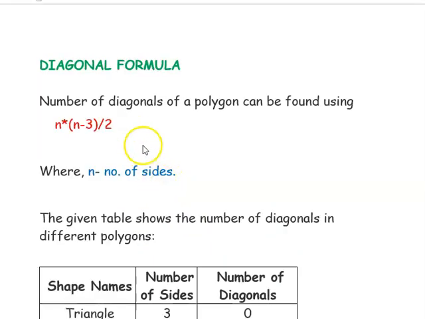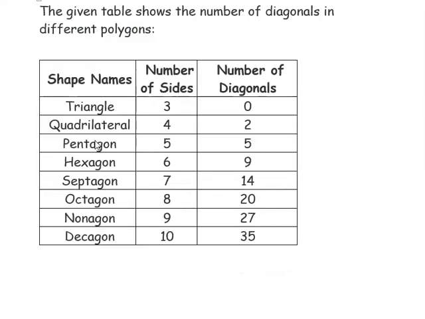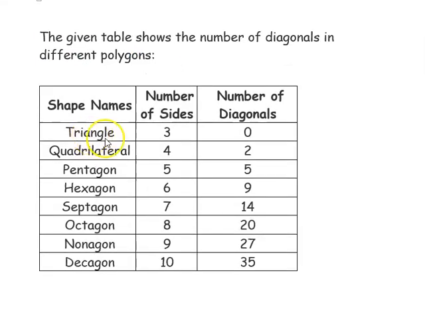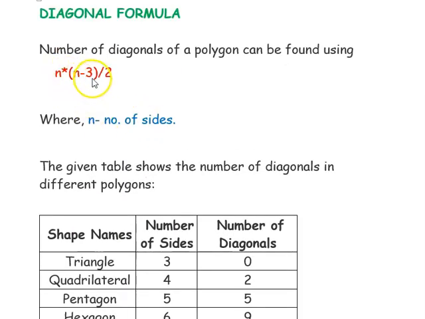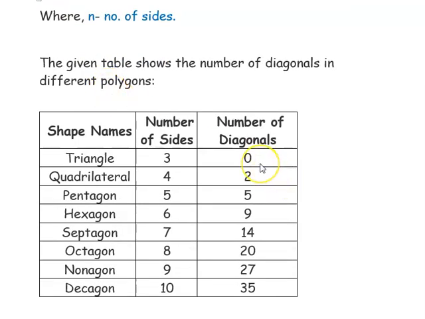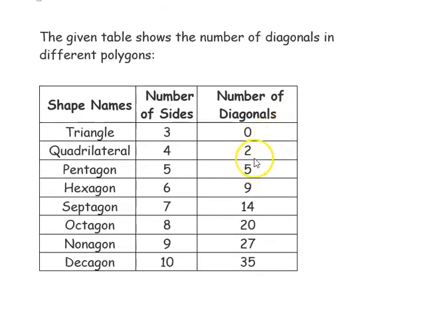Now we have a formula to find the number of diagonals of a given polygon. The formula is n into n minus 3 divided by 2, where n indicates the number of sides of the polygon. So we have a table for this. If it is a triangle, you know that it has 3 sides, so you can use the formula n into n minus 3 by 2. You will get the number of diagonals as 0. Same way for a four-sided figure, that is a quadrilateral, the number of diagonals is 2.